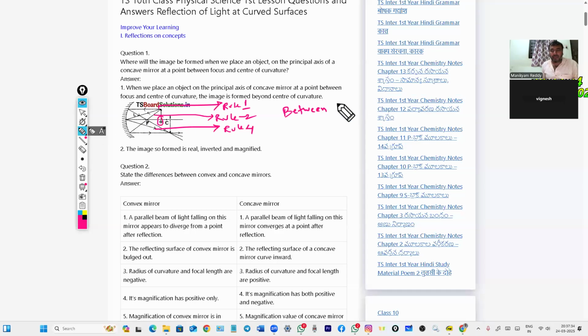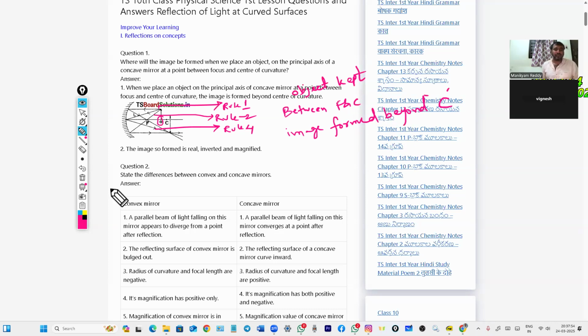Object kept between F and C. Image formed between B and C. Object kept between F and C. Image formed between B and C.